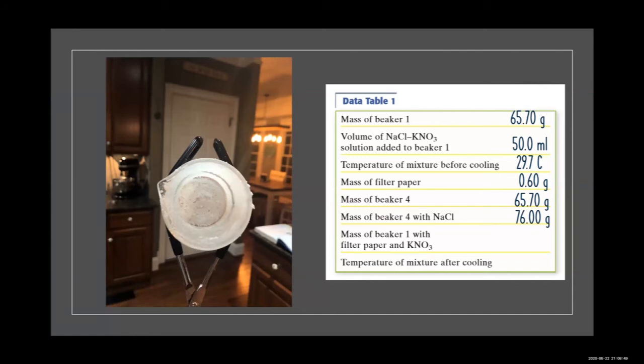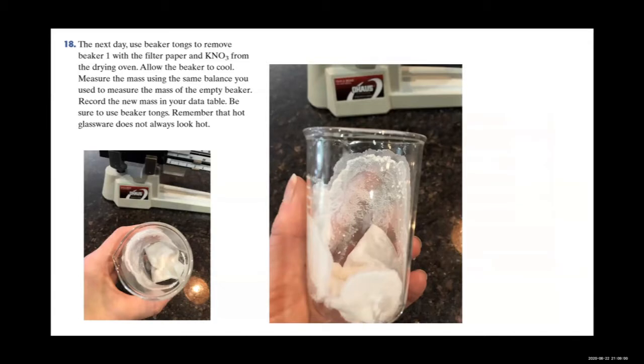76 grams of sodium chloride was recovered, and as you can see, it is completely caked all over the inside, bottom, sides, everything. So the next day, we pulled our beaker 1, that should say beaker 4, I mislabeled those, sorry, with the filter paper and the potassium nitrate from the oven. And we allowed it to cool, and then we went ahead and put it on our triple beam balance and recorded our mass right into our data table.